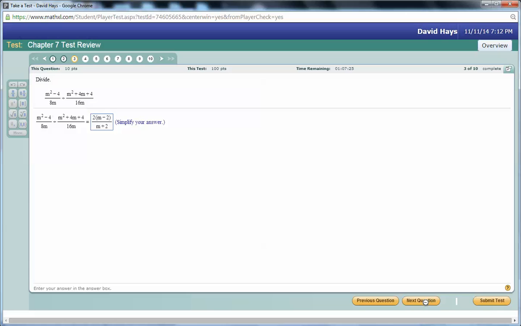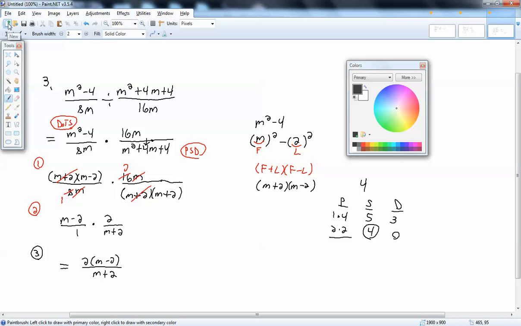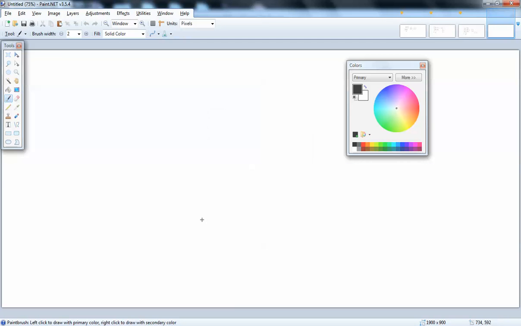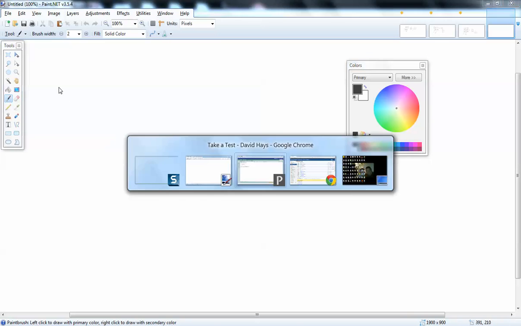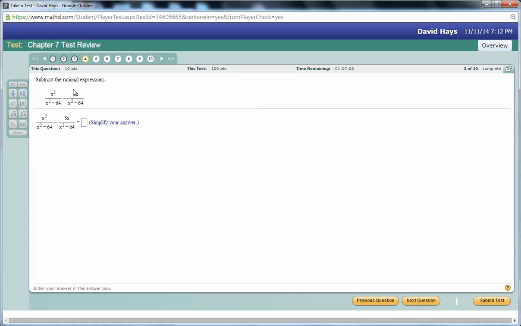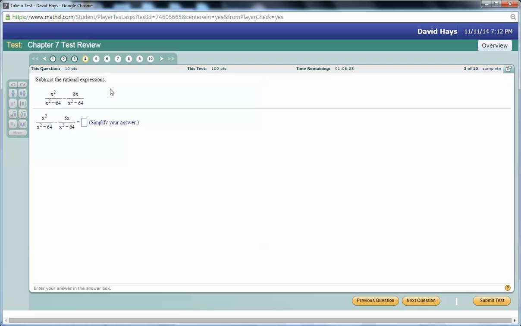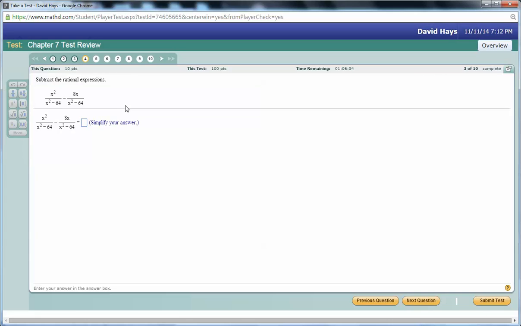And next question. Looks like we got subtracting rational expressions. So let me start a new page. And this is number 4, I guess. We got x squared over x squared minus 64 minus 8x over x squared minus 64.